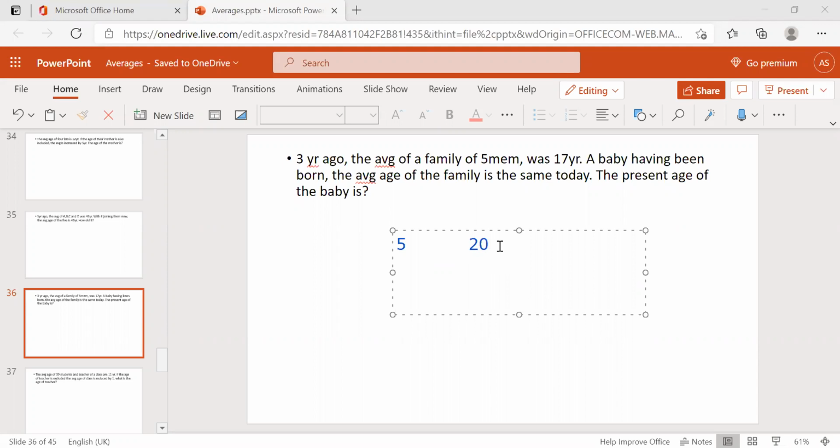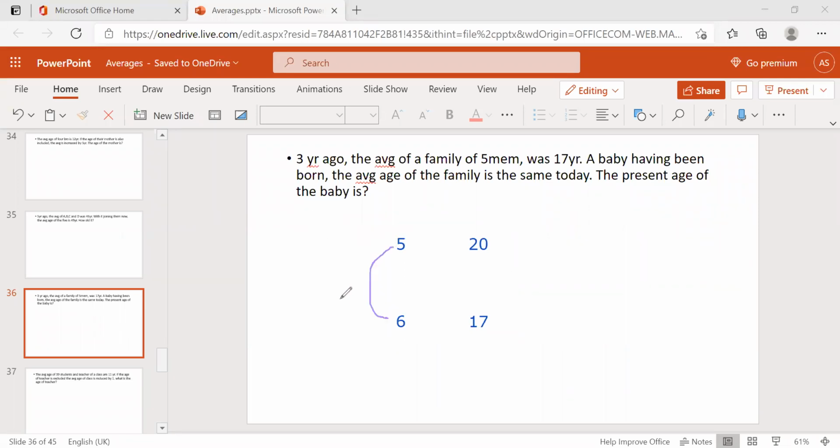And now the present who joined here? One baby joined here. So it's become 6 members now. Now, what is the average? Same, still same as 3 years back. What is the average? That is the same here. Now, today also 17. Okay, that's the reason we need to read the question clearly.